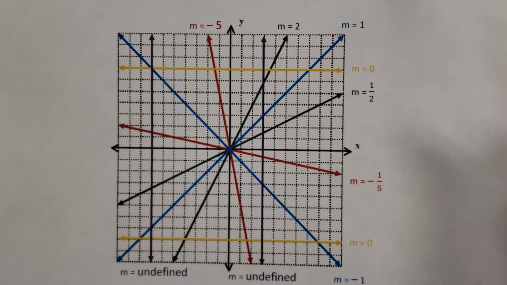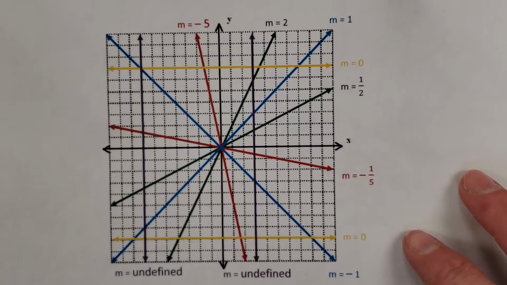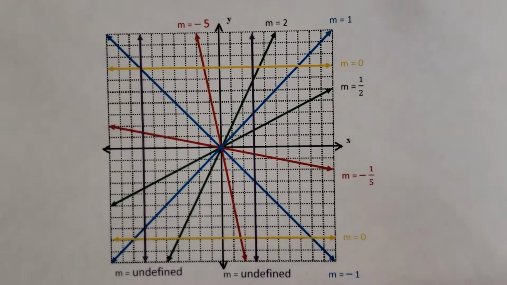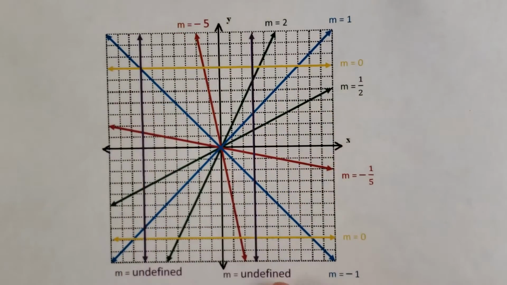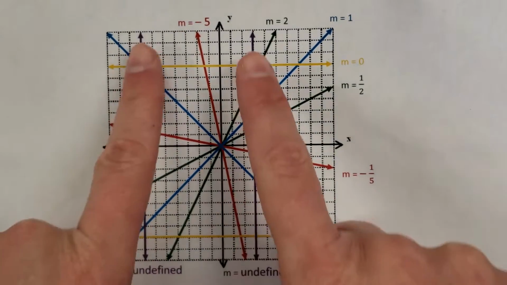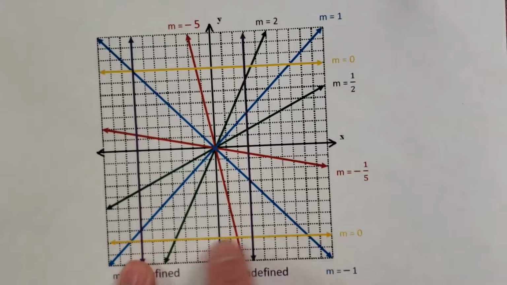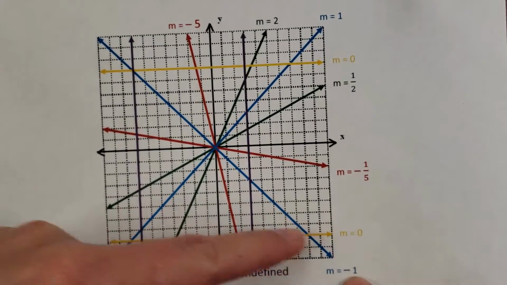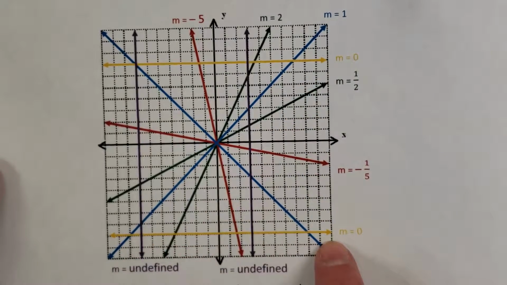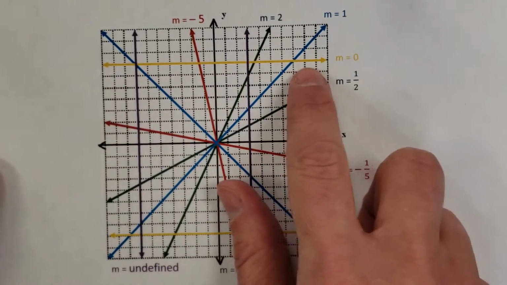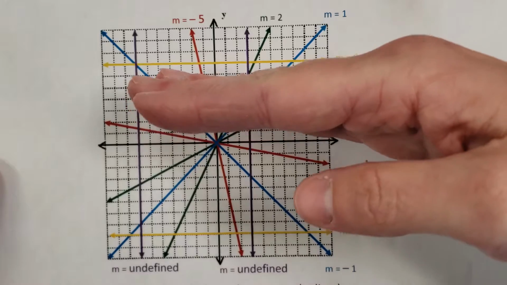And that's a good segue, I can actually show you what that means. An undefined line is like these purple lines here, this one and this one. These two are undefined. They run vertical. The opposite of that is a slope of 0. That's the yellow lines. Those are horizontal lines. That kind of makes sense. There is no slope to this line because it's a flat line.